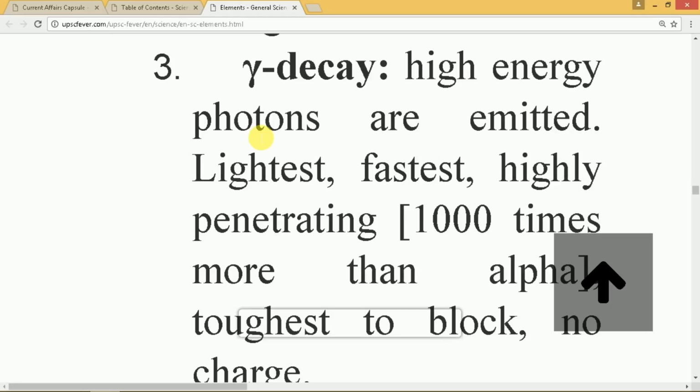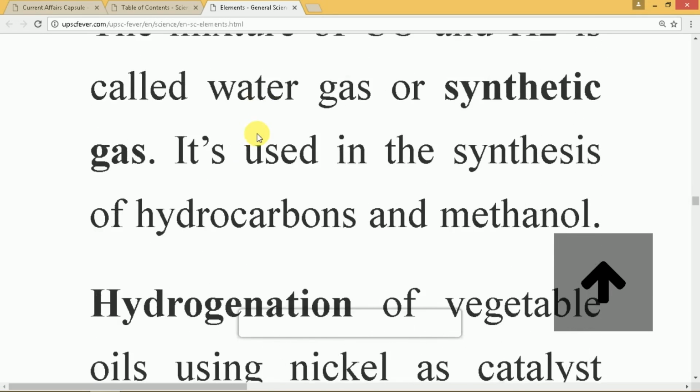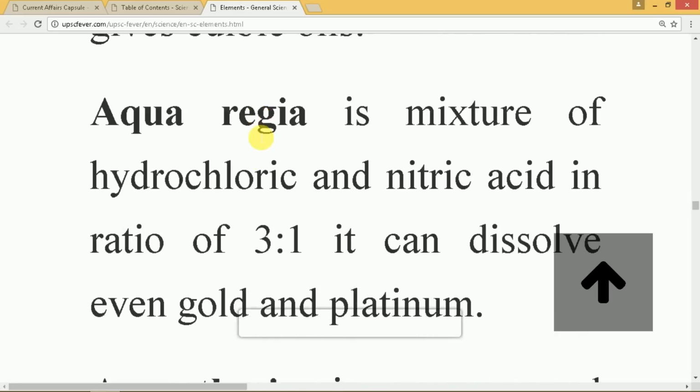Aqua regia is a solvent that is used to dissolve gold and platinum. It is highly reactive and it is made up of a mixture of hydrochloric acid and nitric acid in the ratio of 3:1. So you can note down this aqua regia.